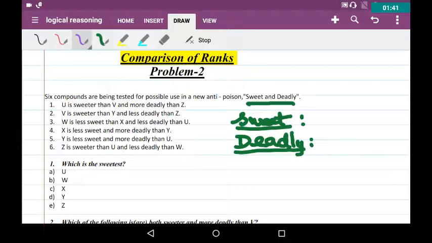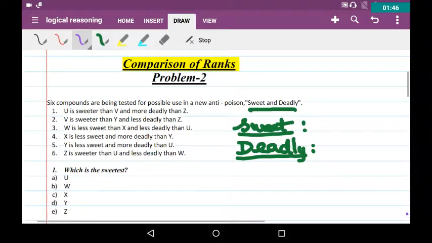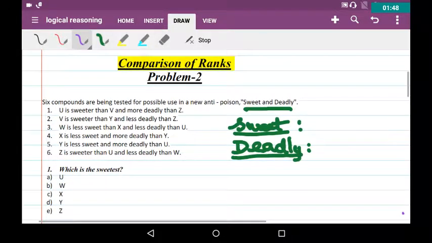Okay, U is sweeter than V. So I am writing in the ascending order. U is sweeter than V and more deadly than Z. U is more deadly than Z. V is sweeter than Y, so Y comes next. And V is less deadly than Z.